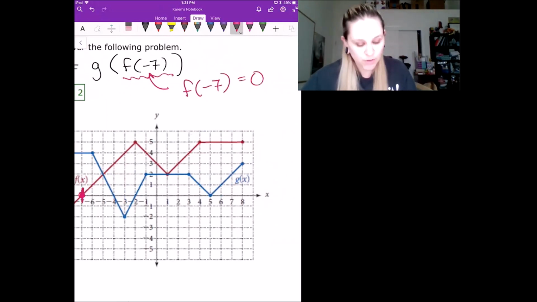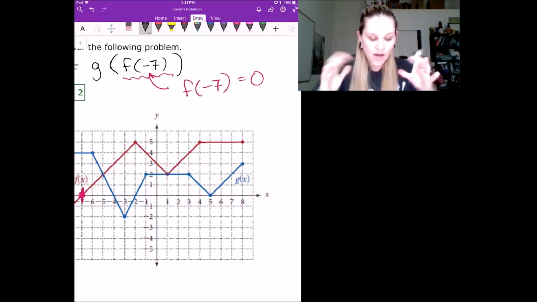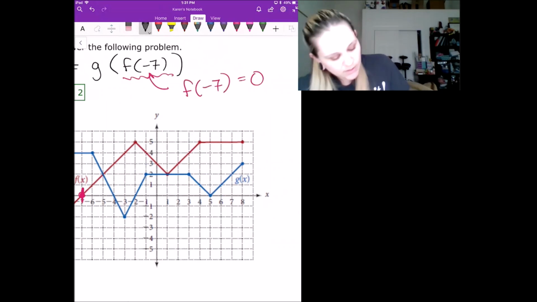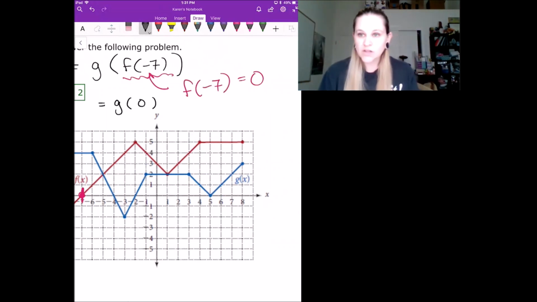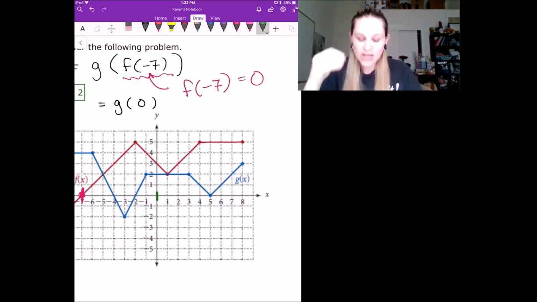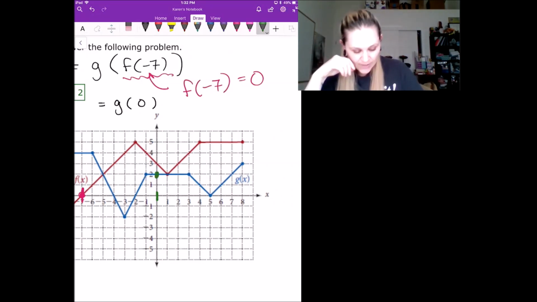We can rewrite our original problem. It was g of f of -7, and we just found that f of -7 is 0. So that means this is the same as g of 0. So we're doing something very similar. We know that x is 0, our input is 0, and we want to know the output if we're talking about the function g, which is the blue function. So we're looking now for where x is 0, that is right here, and we want to know where that hits the g function. That's going to be right there.